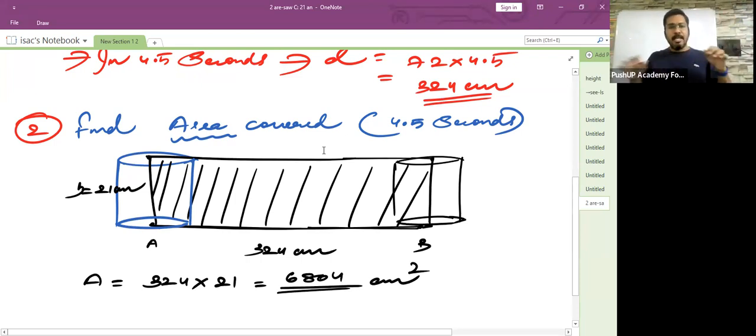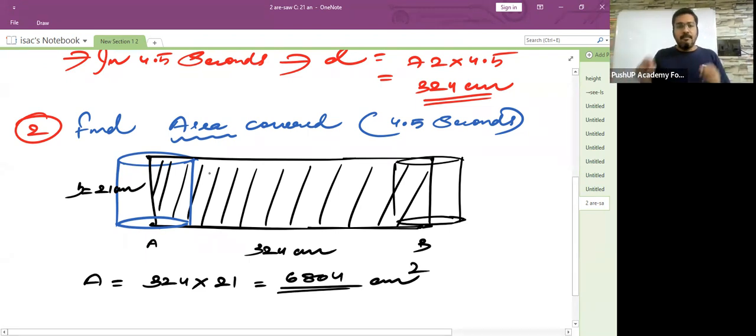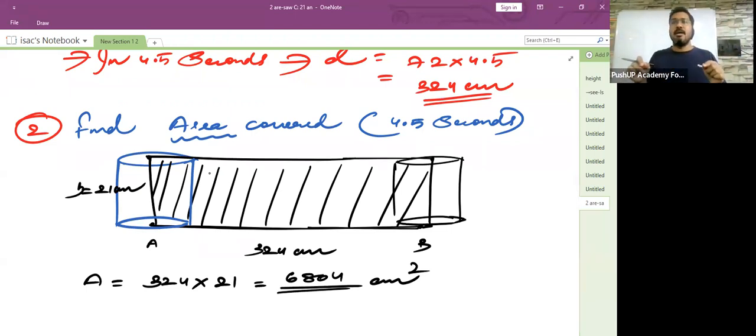I asked you to find the area covered by the cylinder with the same parameters. In 1 second, 9 rotations. And for a total of 4.5 seconds, it was traveling, isn't it? So for the same parameters, you had already found the distance covered by the cylinder. How much was it? 324 centimeters. So the total distance becomes the length covered by the cylinder, isn't it? Now, the area covered by the cylinder, when you draw it on paper, looks like a rectangle, isn't it? And if I ask you to find the area of that rectangular portion, you know how to find the area. It is length into breadth.